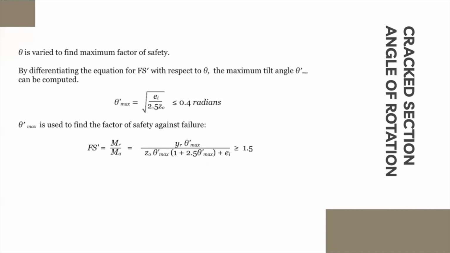And for cracked section angles of rotation, the sections along the length of the girder should also be checked to ensure that the girder has adequate lateral moment capacity to resist 1.5 times the active moment. It's important to note that if the factor of safety against failure, Fs prime, is less than the factor of safety against cracking, which is just Fs, the maximum factor of safety occurs right before cracking. Therefore, Fs prime is equal to Fs.